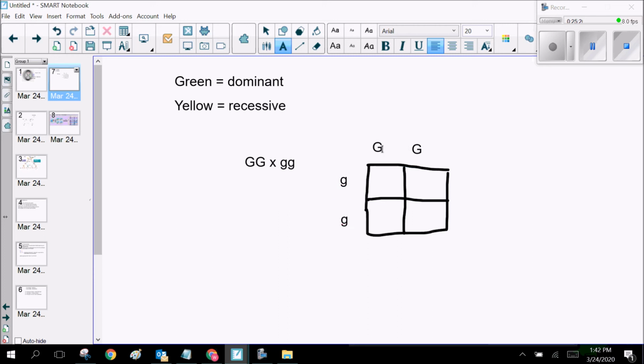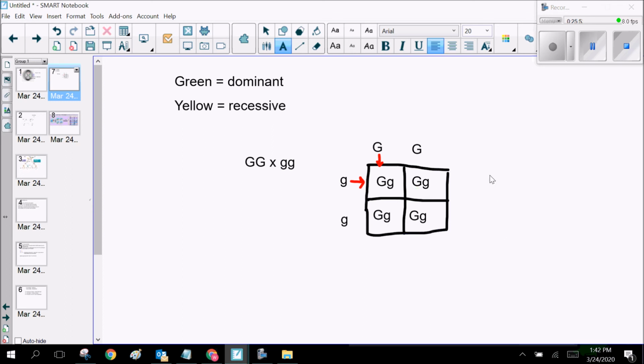All I'm going to do is distribute the letters into the boxes here to show what the genotypes of the offspring are going to be. So here I'm going to put capital G little g, capital G little g, capital G little g, and capital G little g. So I went ahead and distributed all of my letters.